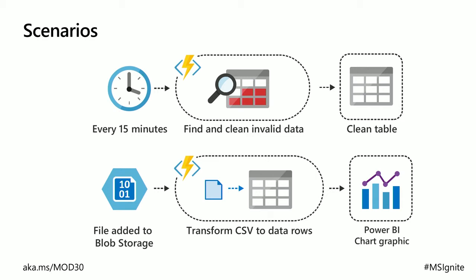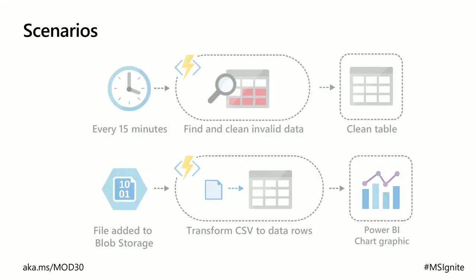Every 15 minutes, find and clean invalid data in your log files and produce some clean tables. You know, that used to take a server that was running with timer tasks, and that timer task would have to have access to the logs. In this case, you just go out and say, hey, my log cleaner, go and clean my logs for me. And it would actually go out and do that through functions. When a file's added to blob storage, I already mentioned this one, transform a CSV to data rows and add that to a Power BI chart.